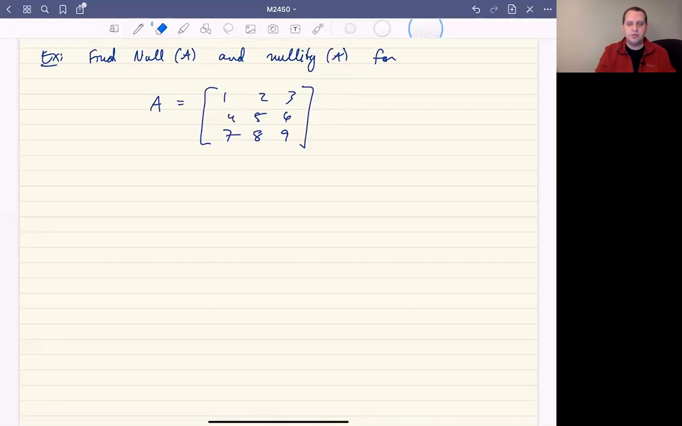In this video, I want to do an example of finding the null space and the nullity of a matrix. I'm going to start with the matrix that we've seen before. This is 1, 2, 3, 4, 5, 6, 7, 8, 9, so a 3 by 3 matrix. Again, to define the nullity and the null space of A, you don't need a square matrix. This one just happens to be square.